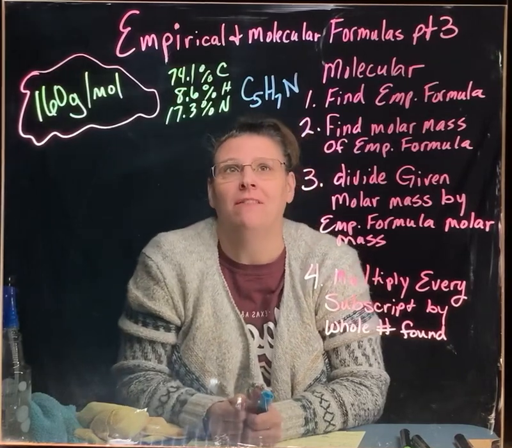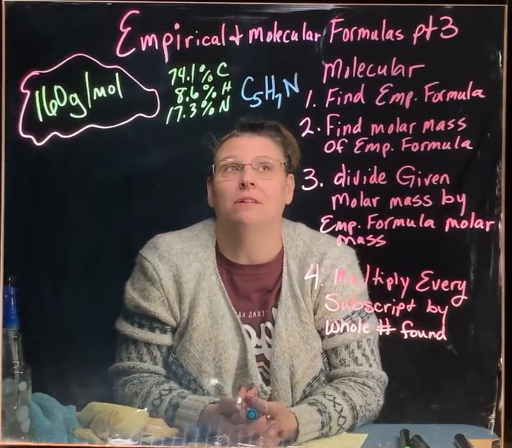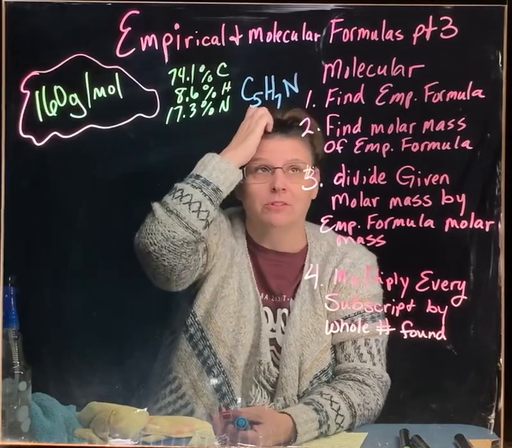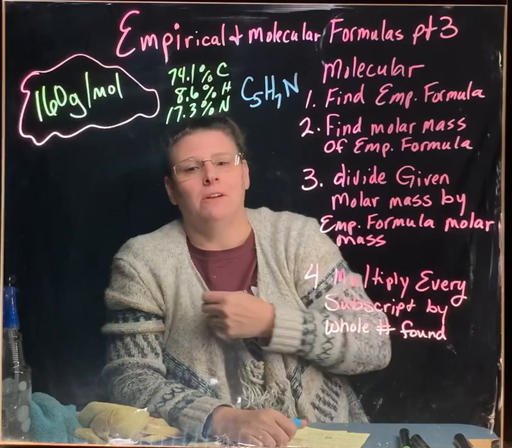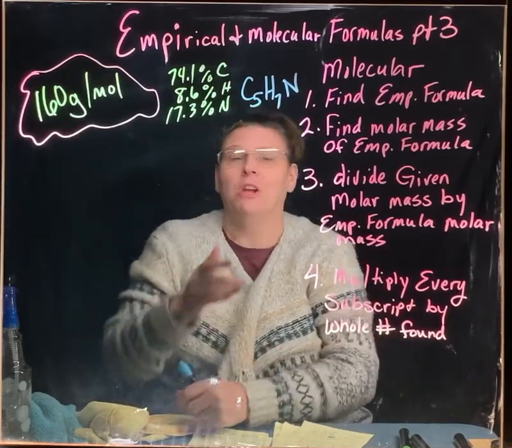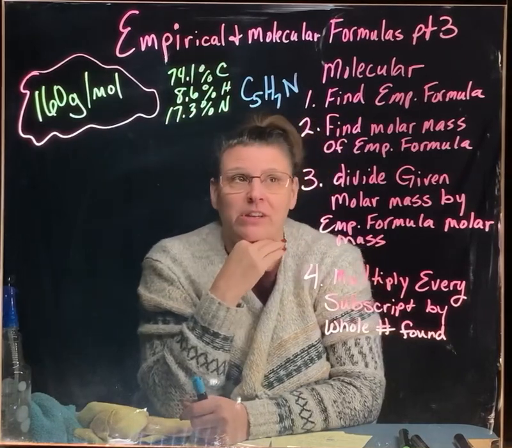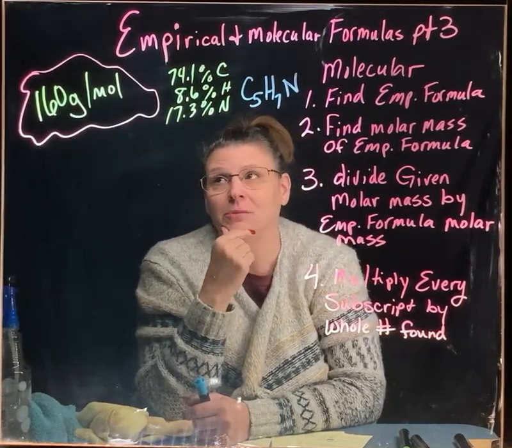If I had just the percentages and a molar mass, and I didn't have the C5H7N, then I'd have to find the empirical formula first. So these are the steps for finding the molecular formula. Step 1, you find the empirical formula first, which is what we did in the last video. If you already have an empirical formula, you don't need to find it.